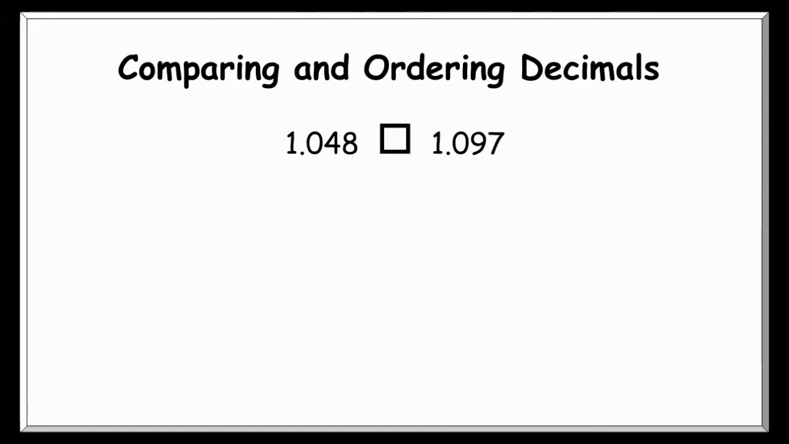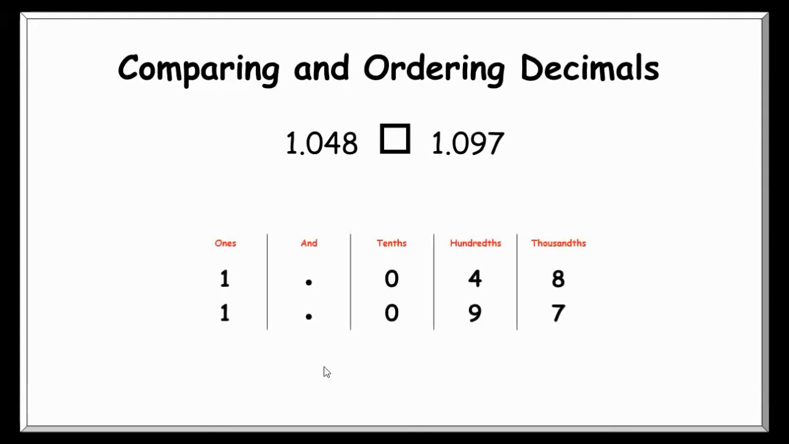Alright, now comparing decimals is just like ordering decimals, and I would say it's easier because you're only working with two numbers instead of multiple sets of numbers. So what we're going to do here is we're going to take our numbers and write them out right on top of each other. So we're going to take 1 and 48 thousandths and write 1 and 97 thousandths directly underneath it.